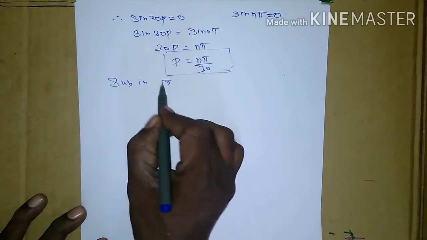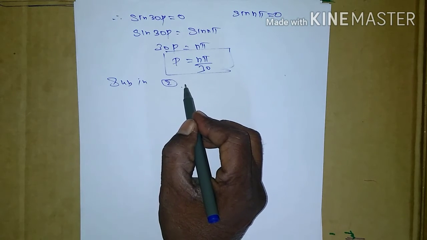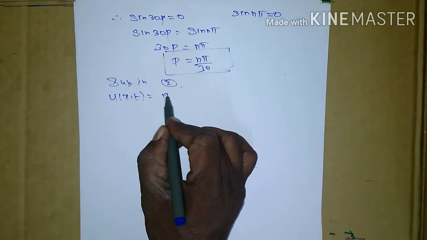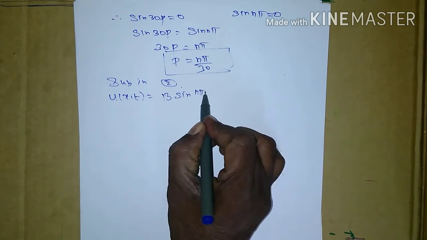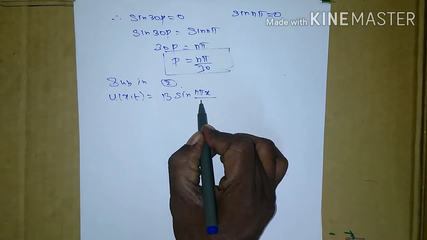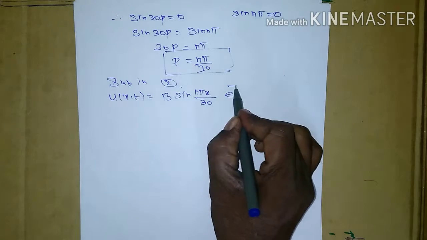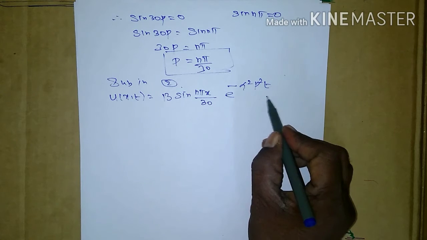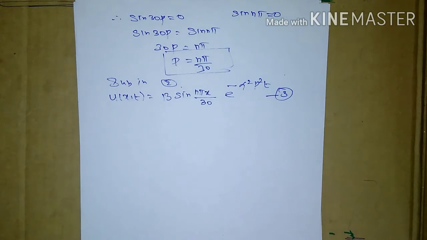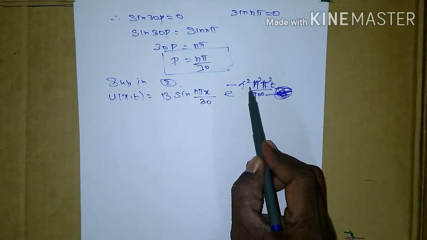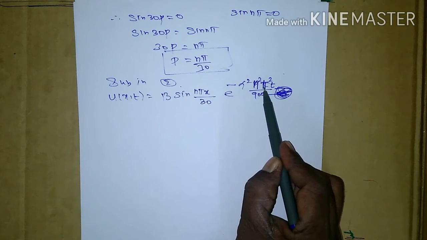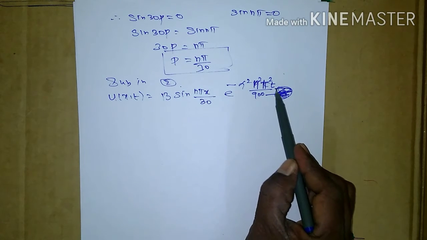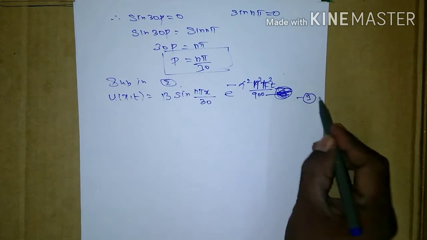Substitute in equation 2. We get, substitute in equation number 2, u of x comma t is equal to b sin n pi x by 30 into e power minus alpha square p square t. This is equation number 3. Here p equal to n pi by 30. Therefore, alpha square p square is replaced by n square pi square divided by 30 square, that is 900, into t.